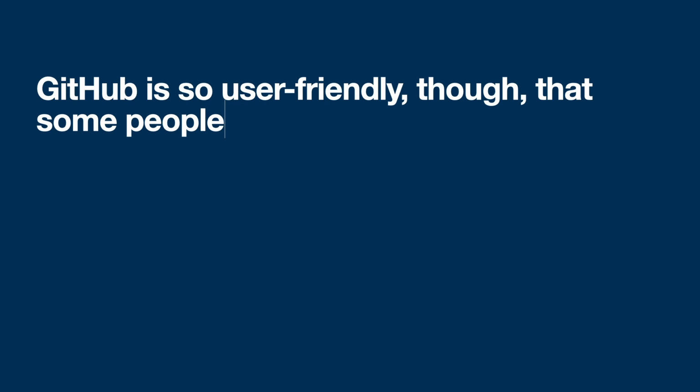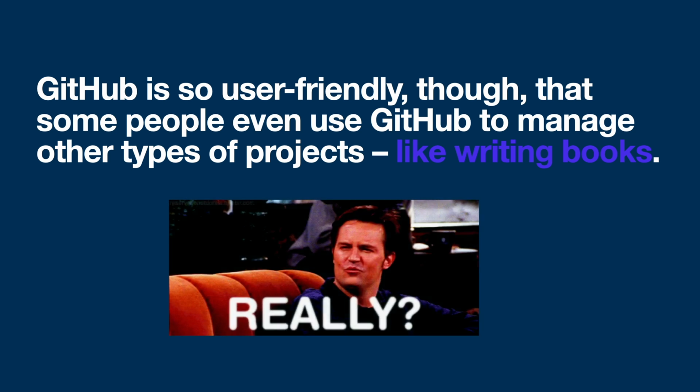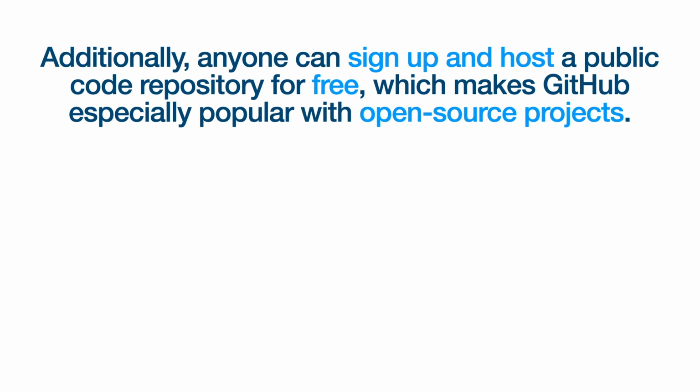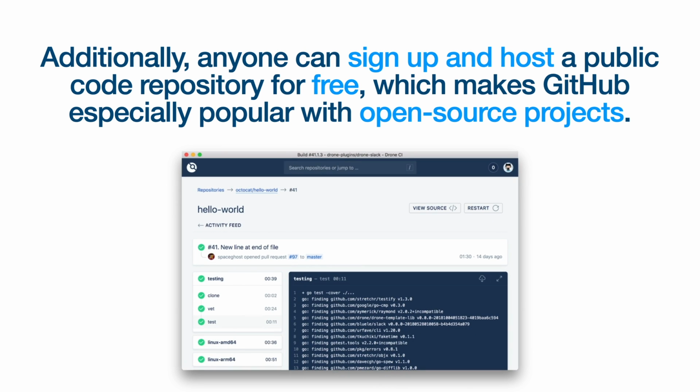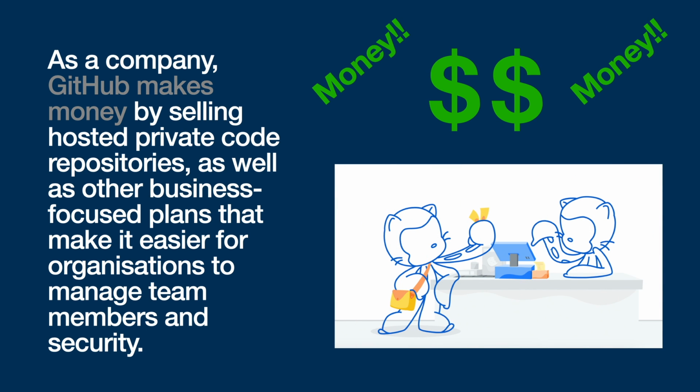GitHub is so user friendly, though, that some people even use GitHub to manage other types of projects, like writing books. Yes! Additionally, anyone can sign up and host a public code repository for free, which makes GitHub especially popular with open source projects. As a company, GitHub makes money by selling hosted private code repositories, as well as other business focused plans that make it easier for organizations to manage team members and security.